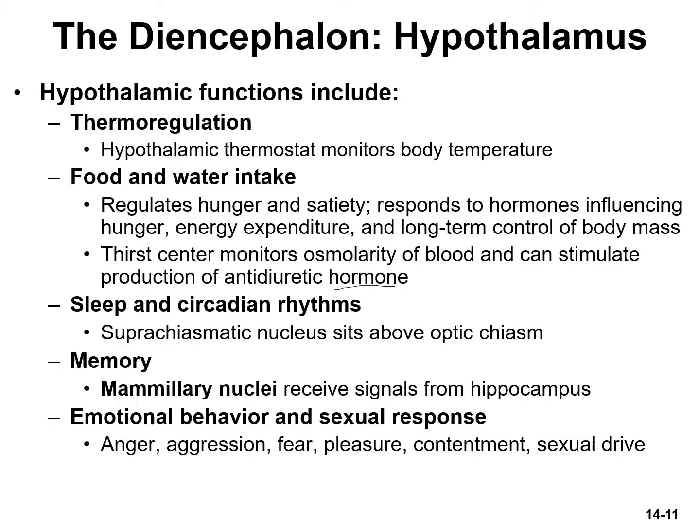We have sleep and circadian rhythms, circadian having to do with daily rhythms. These are seated in the suprachiasmatic nucleus that sits above the optic chiasm, again where the optic nerves from the eyeballs cross over as they are making their way to the brain. And then we also have memory functions. The mammillary nuclei receive signals from the hippocampus, which is a major control center for memory, also emotional behavior and sexual response.